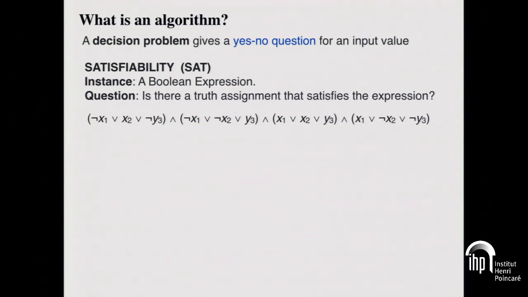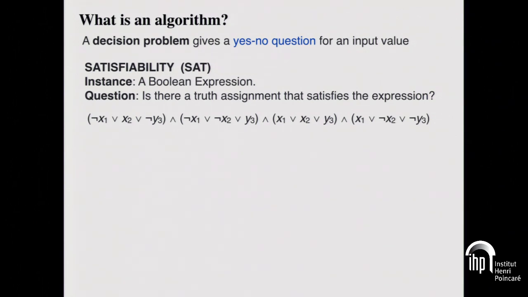So here we have a Boolean expression. You think of each of x1, x2, and so on as having the value true or false. And then you take triples of such things. So the first one is not x1 or x2 or not x3 or not y3. And then you just take conjunctions of these. So you just say the first clause and the second clause and the third clause. And you ask, is there some assignment of true and false to the variables which makes the entire expression true? That's the satisfiability problem.